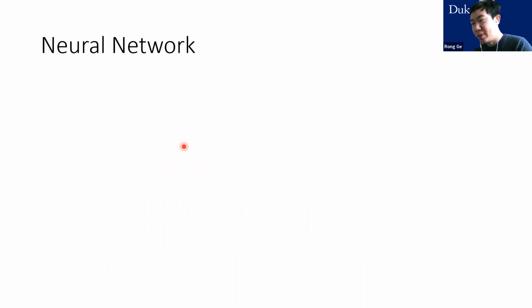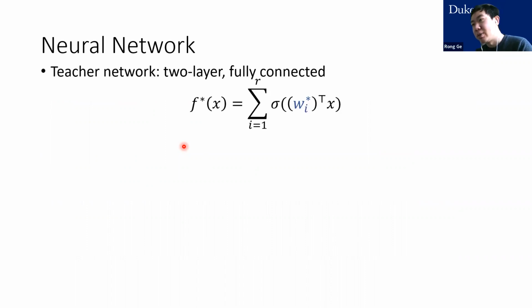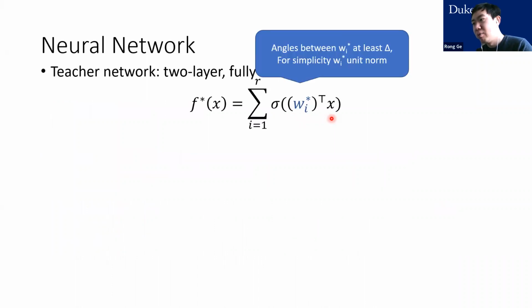Okay, so just to give more background, what is the neural network that we are considering? The teacher network is going to be a two-layer fully connected network. So f star of x can be computed as summation i from 1 to r, sigma, which is a nonlinearity, applied to wi star transpose x. We call these wi star the teacher neurons. What we assume is that angles between wi stars are at least delta. And for simplicity throughout the talk, we will assume wi stars are unit norm. Also, in the paper, we allowed wi star to have different norms.